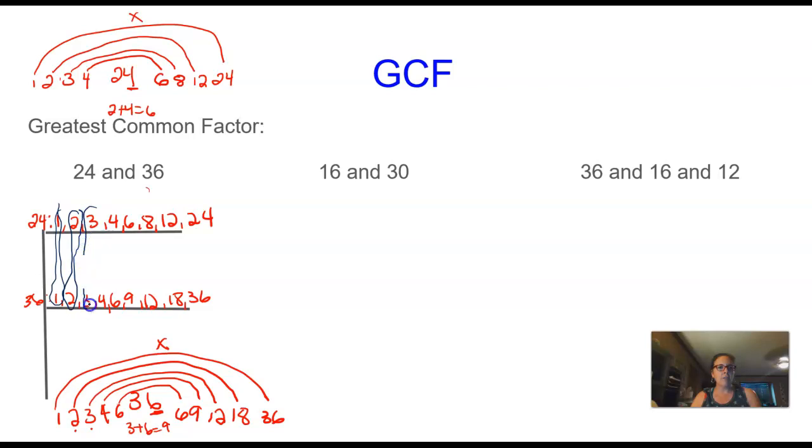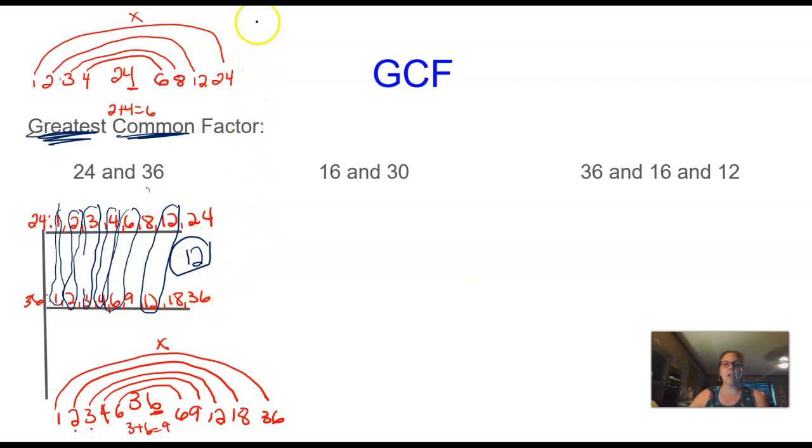3 in common. Whoops. We have 4 in common. We have 6 in common. We don't have 8 or 9, but we have 12 in common. And then we have 18. We don't have any more in common. So this is the greatest, which means the largest common. The largest one they have in common is 12. Okay, so the biggest number they have with the biggest value is 12.